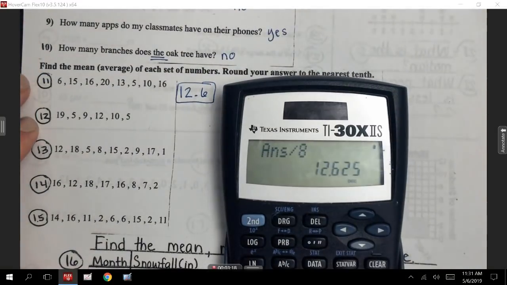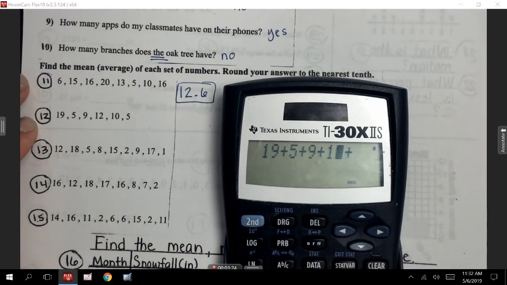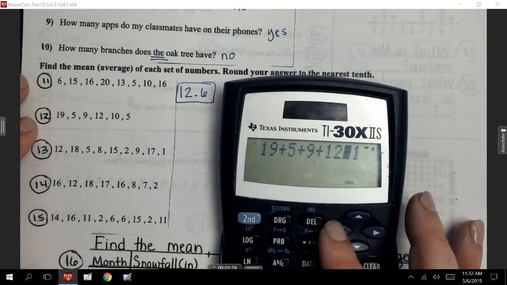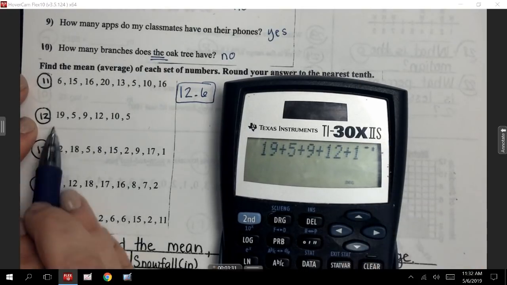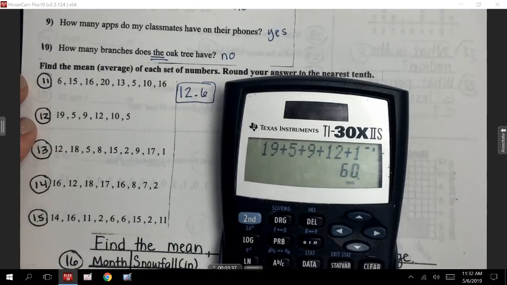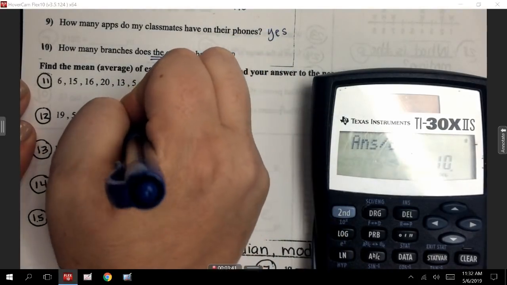Number 12, same thing, we'll add them up, 19 plus 5, plus 9, plus 12, plus 10, plus 5. 1, 2, 3, 4, 5, 6. Do you see how I'm looking back at my calculator to make sure they match? Okay, equals, and then we're dividing this by 6, so we get 10.